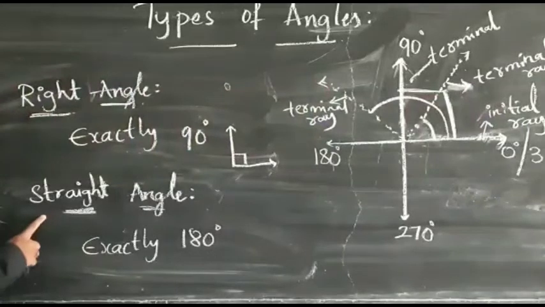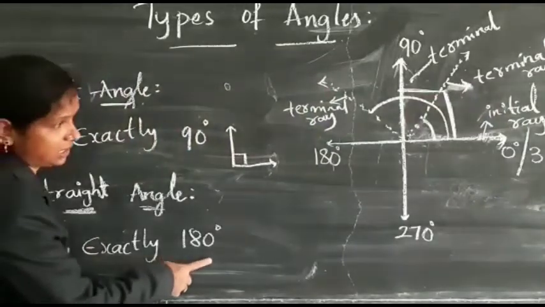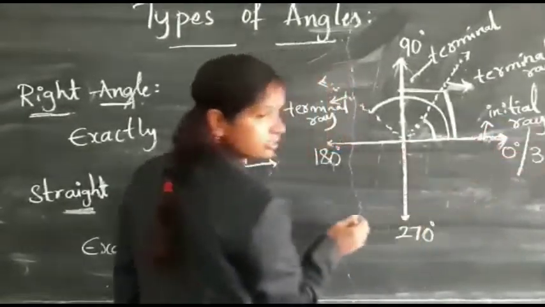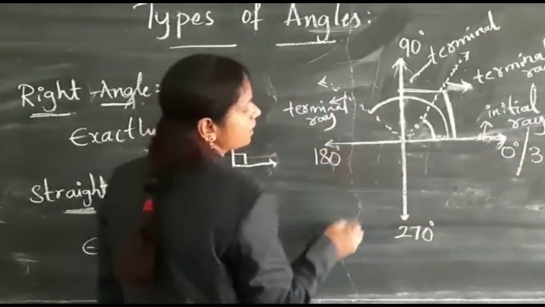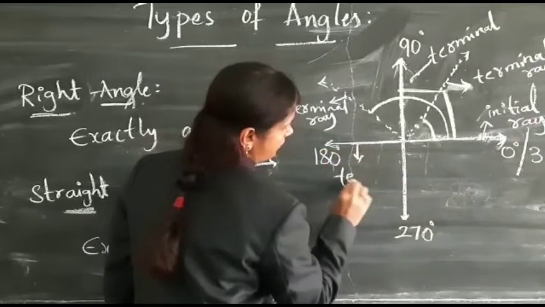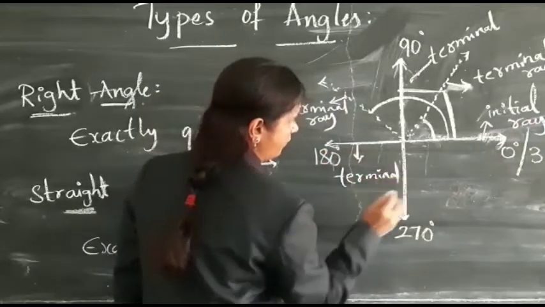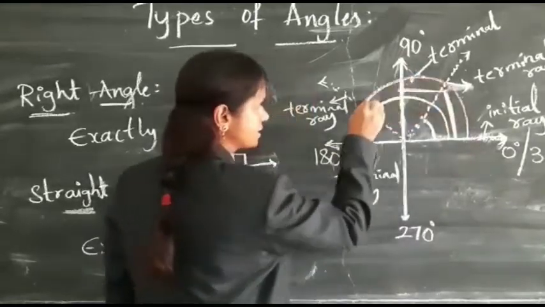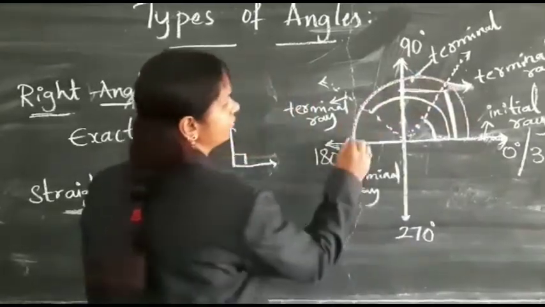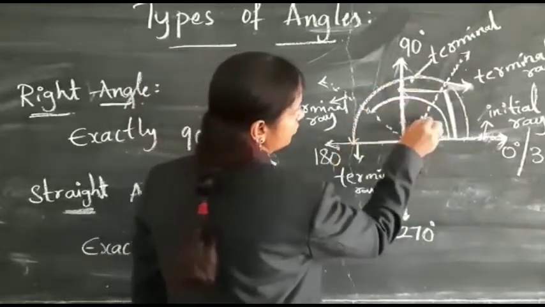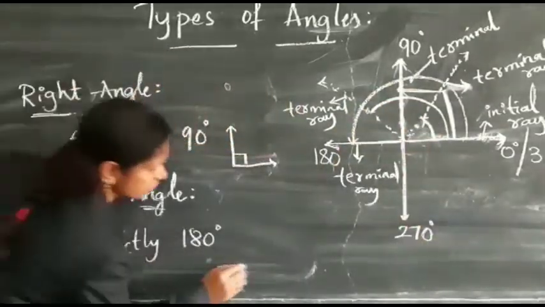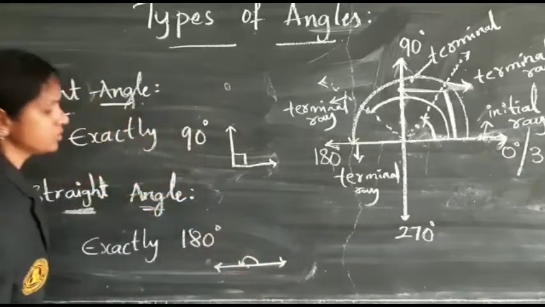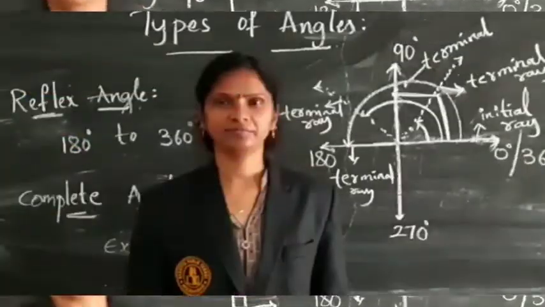Now, a straight angle is exactly 180 degrees. Here the initial ray is at 0 degrees and the terminal ray is at 180 degrees. So it shows like this, from here to here. So this is a straight angle.